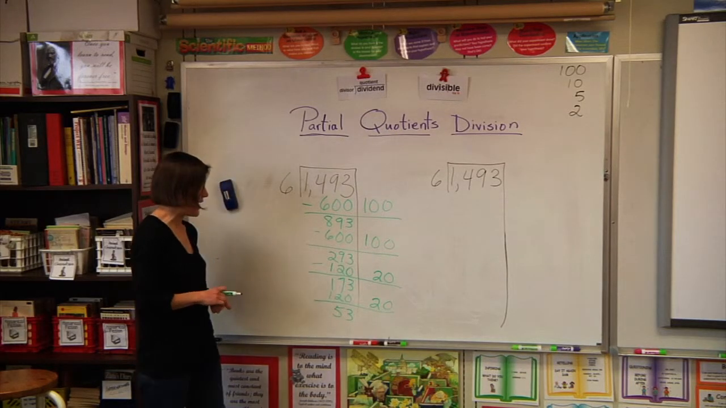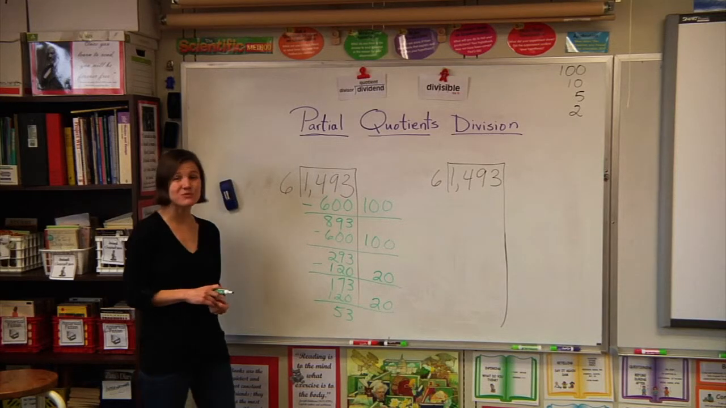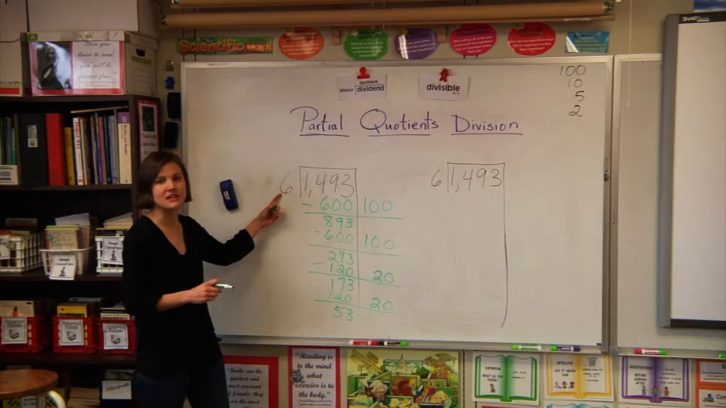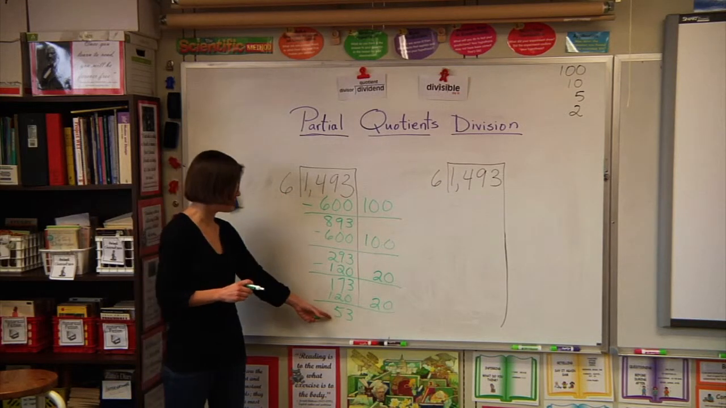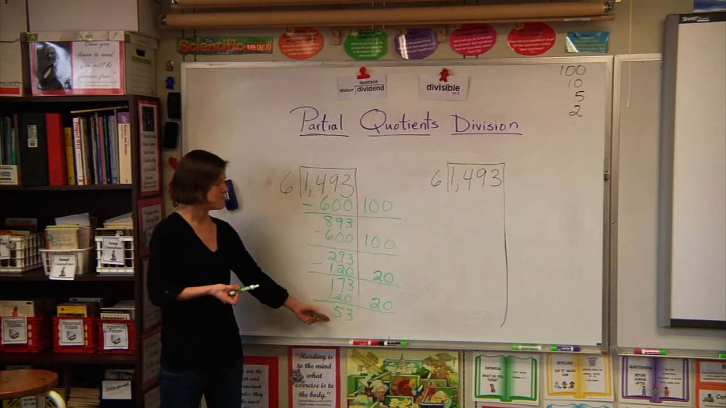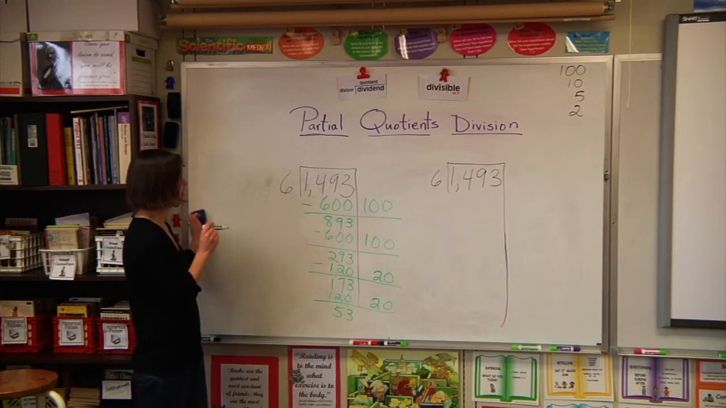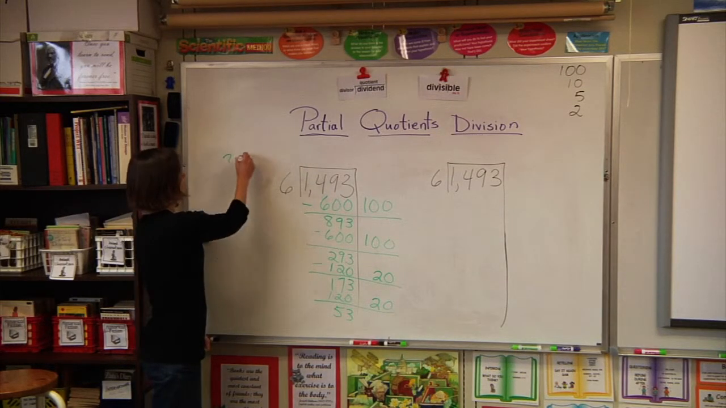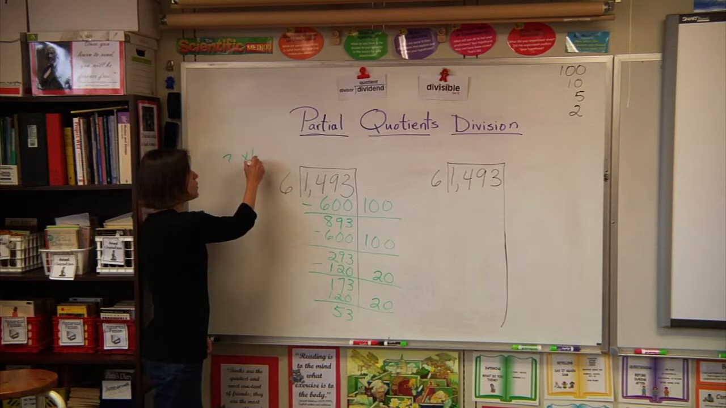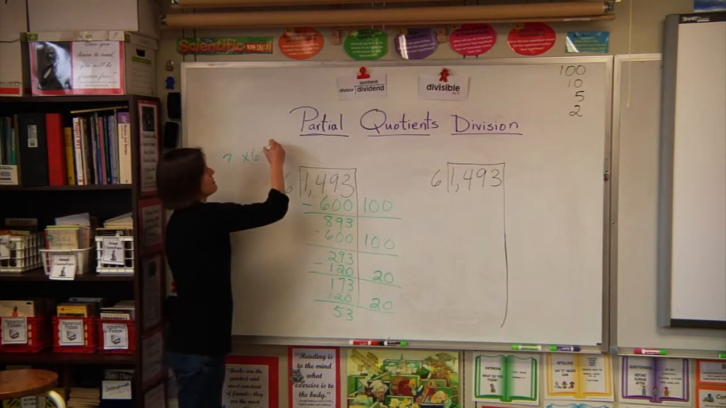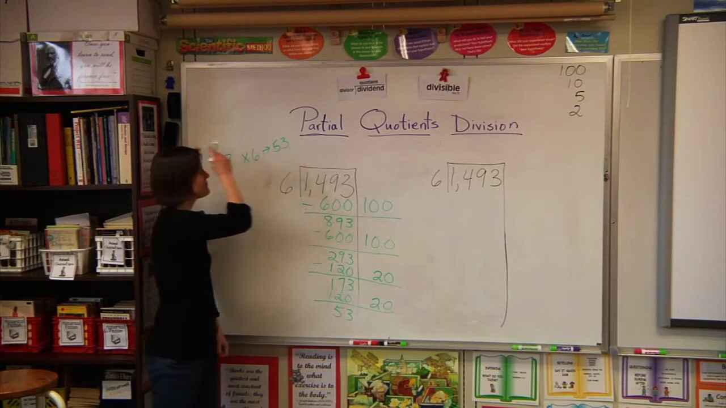So what could I give out next? Could I give out 10s? Actually, that's really not going to work because 10 times 6 is 60, and I only have 53 left. So what I like to do is I think what times 6 will get me close to, without going over, 53.